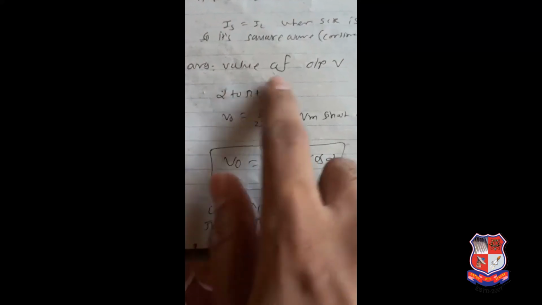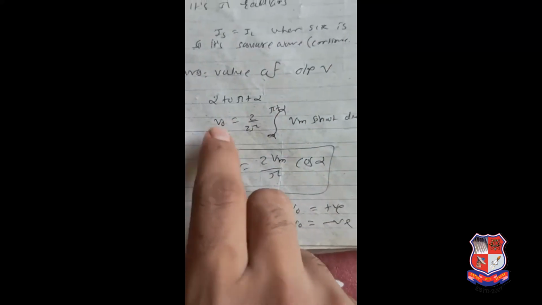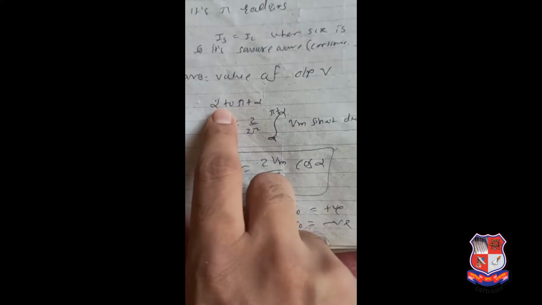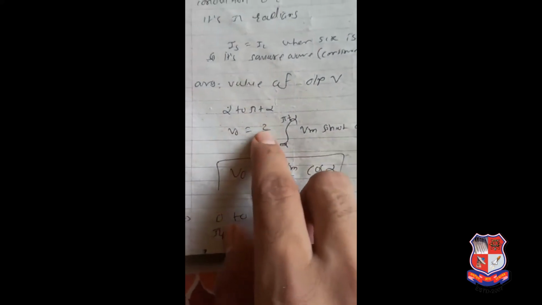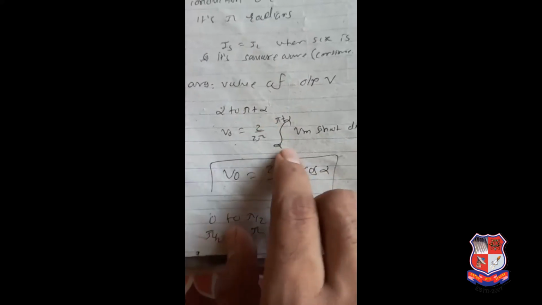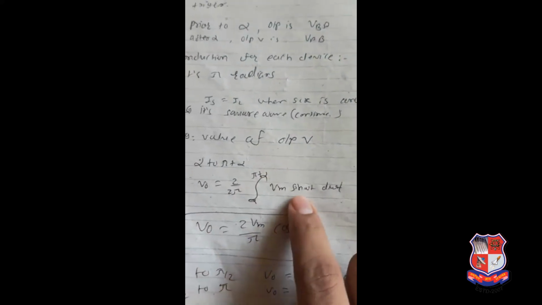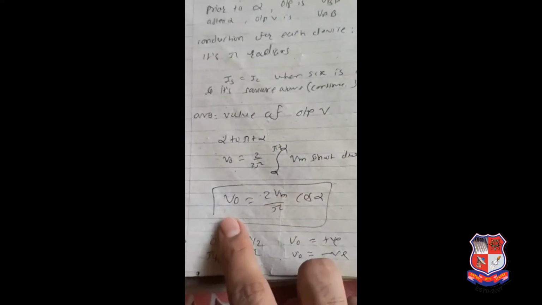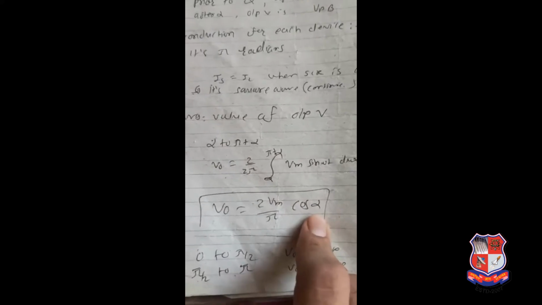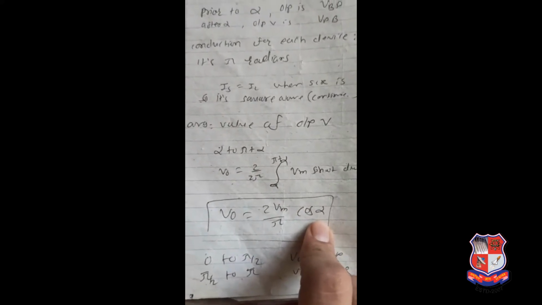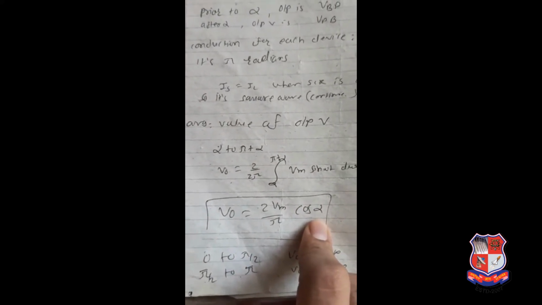This is the equation of the average value of output voltage V0. Our switch conducts from alpha to pi plus alpha, and it repeats, so it is taken as 2 upon 2 pi, integrated from alpha to pi plus alpha, of the supply voltage Vm sin omega t d omega t. If you integrate it, you get V0 equals 2 Vm by pi cos alpha. In the first case we have taken alpha less than 90.